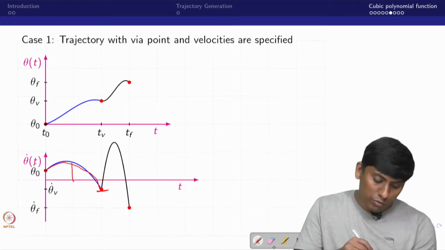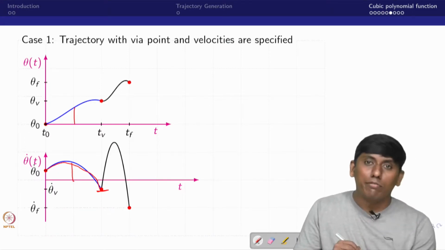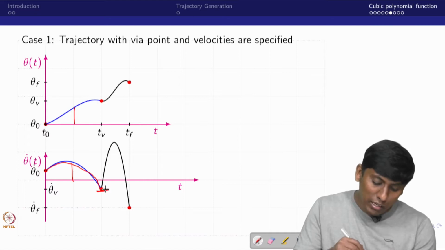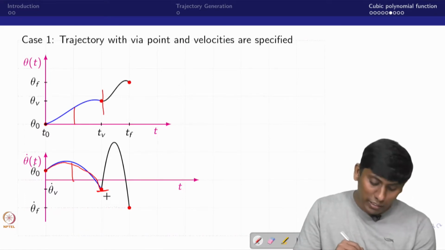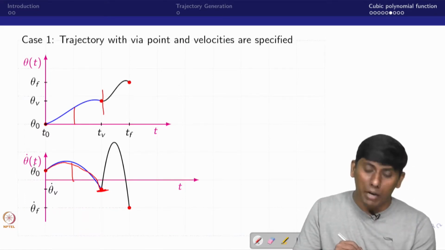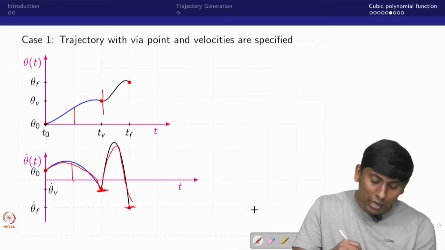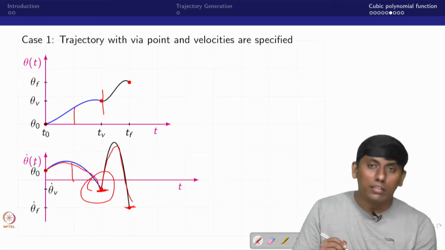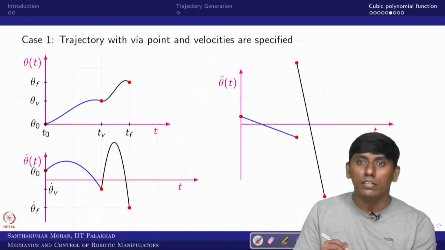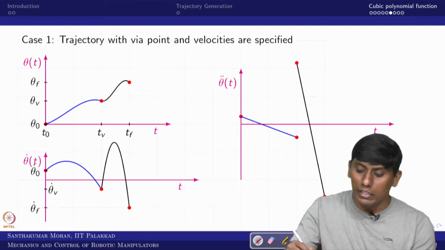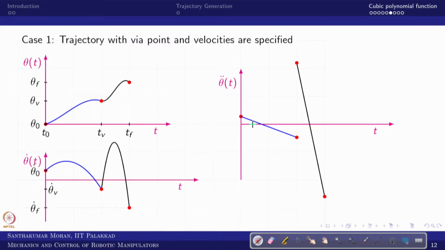Okay, so here you can see what happened after that. The second segment starts from a non-zero via point velocity and ends with theta f. Here itself you can see that there is a non-smooth transition. You can see this is the first segment acceleration and there is a discontinuity at this point. This is the second segment acceleration and this is the first segment acceleration.